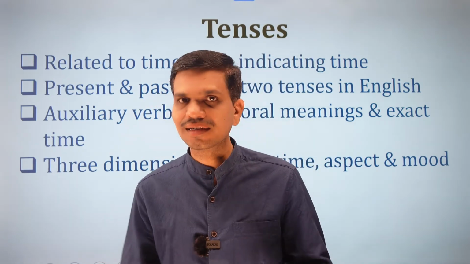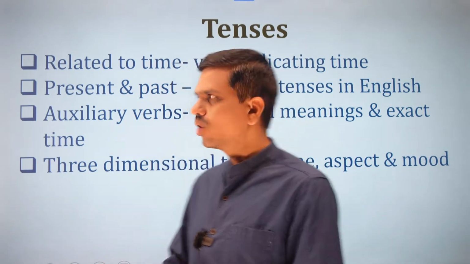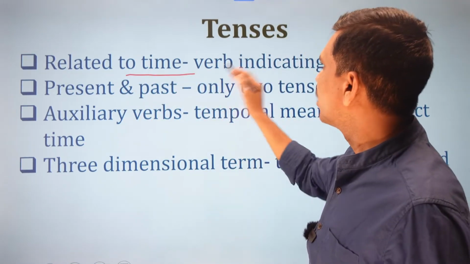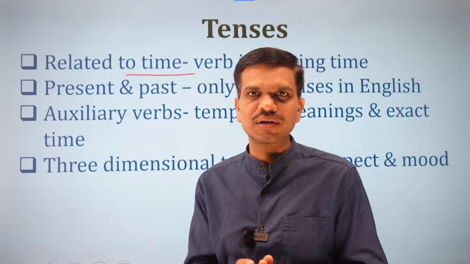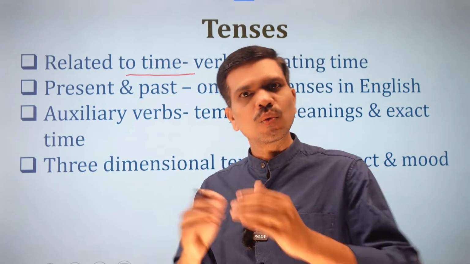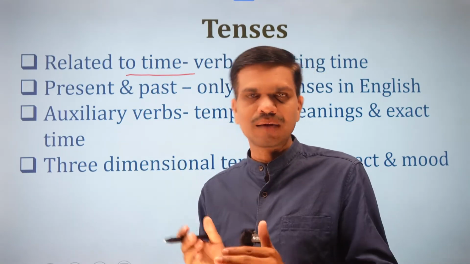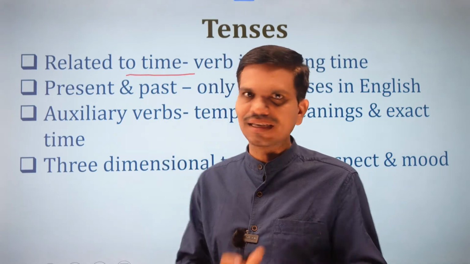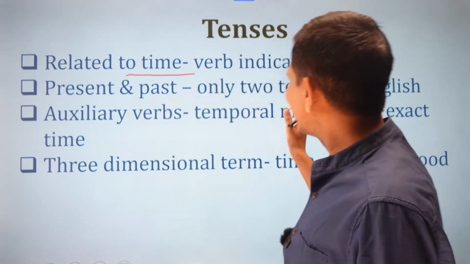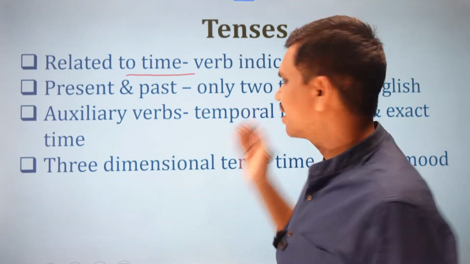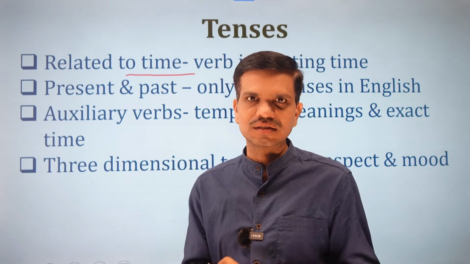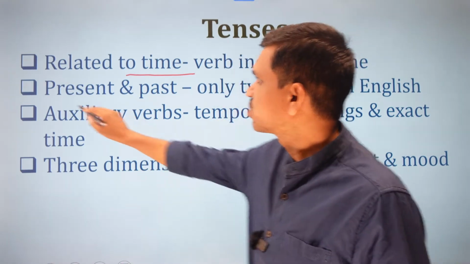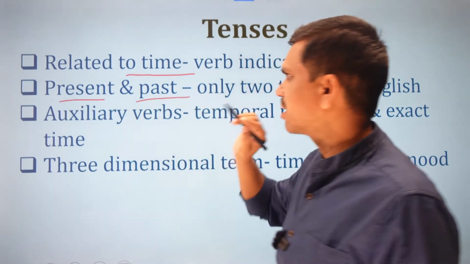So let's understand the term tenses first. Now if you look at it, it is related to time. Tense is nothing but a verb indicating a time frame: when an event or incident happened or happens is indicated by the verb, and this forms the tense. It is very clear that English has only two tenses, meaning there are only two time frames to express. First is present and the second is past.